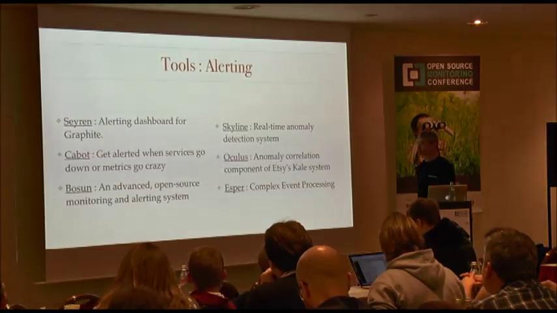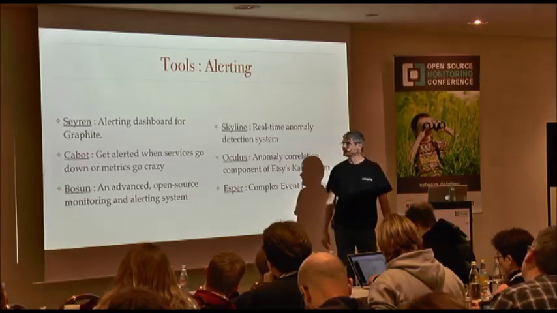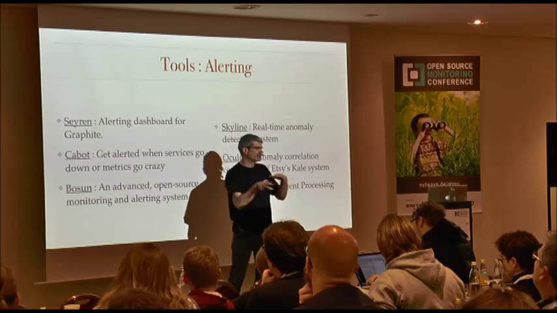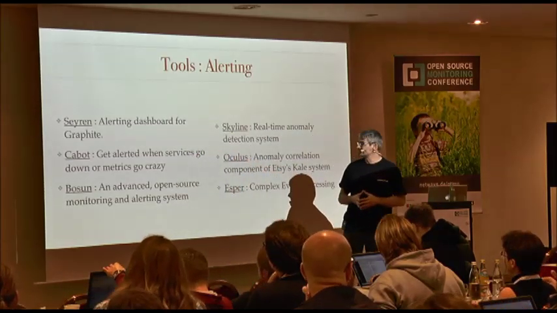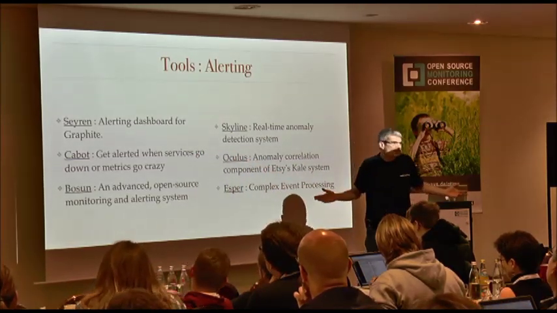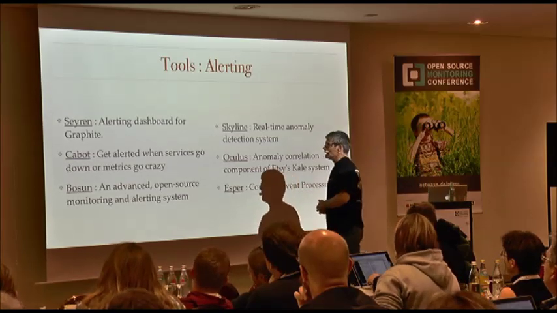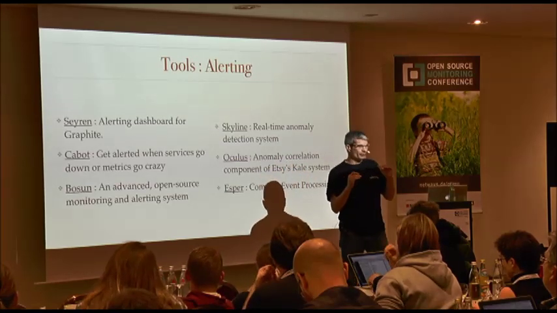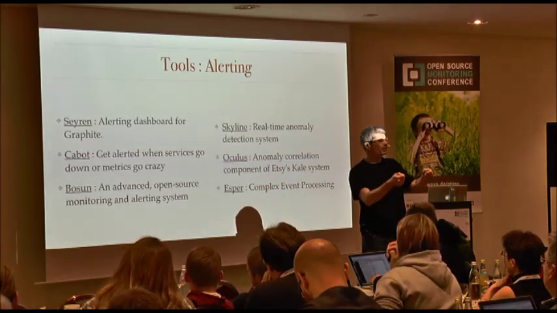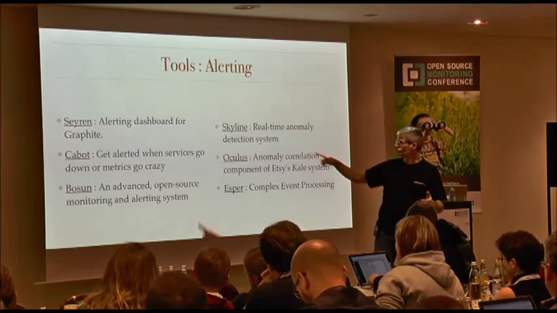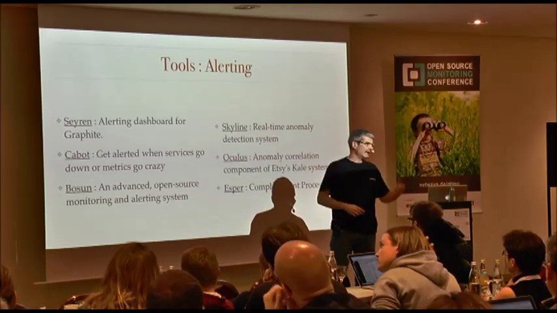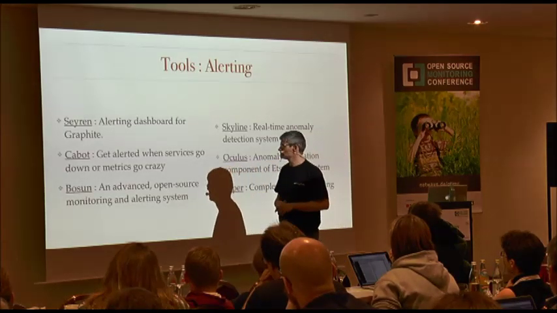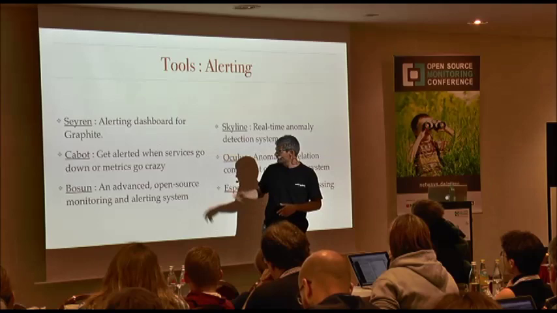OK, let's finish with the tools available for alerting. There are two projects that work basically the same, Cabot and Sensu. Don't know the pronunciation. I tried. These are systems where you query your metrics database, in fact Graphite for those tools, and you alert based on that. I will come back to that later.